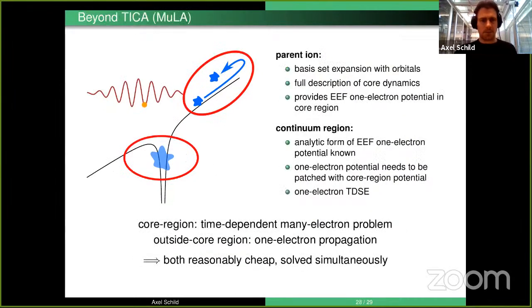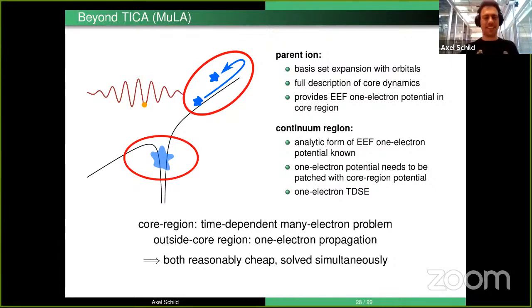So our idea, which we're trying at the moment, is the following. We want to describe these two regions differently. So we want to have some kind of coupled dynamics, because we know in principle how to describe this core region time dependently with the many electrons in a reasonably good way.